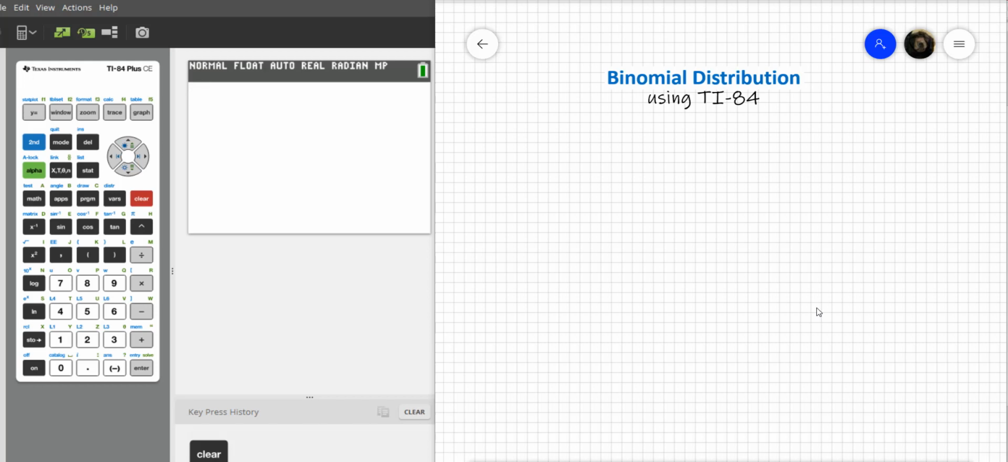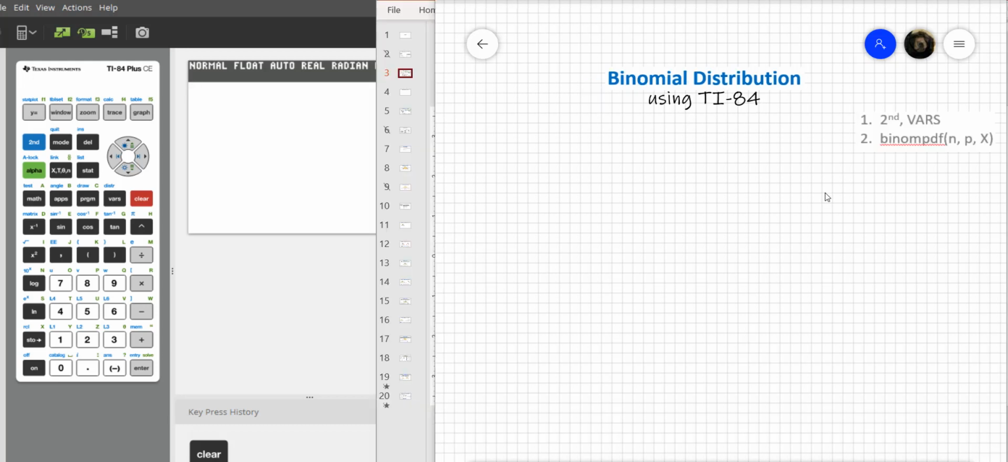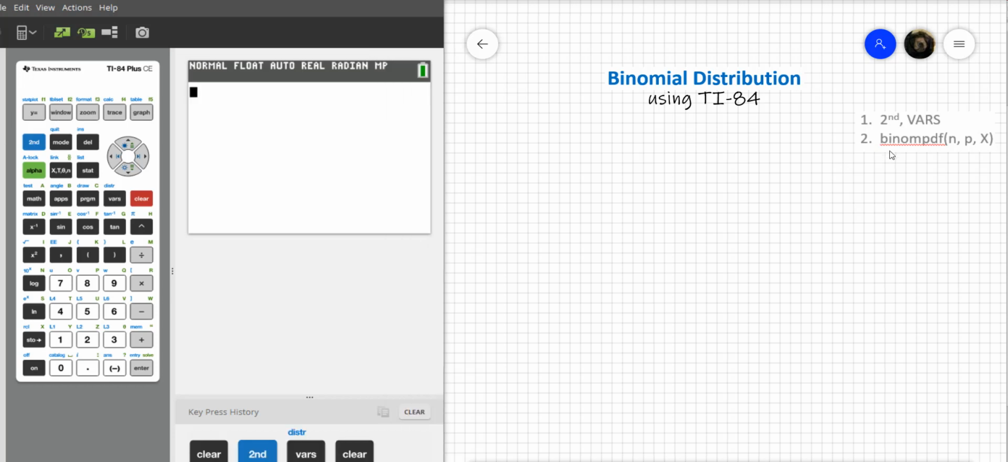In this video, I'll show you how to calculate a binomial distribution using the TI-84 calculator. The keystrokes are second and then vars, then choose binomial PDF from the list. Binomial PDF has three parameters. N is the number of trials, P is the probability of a success, and X is the number of successes.